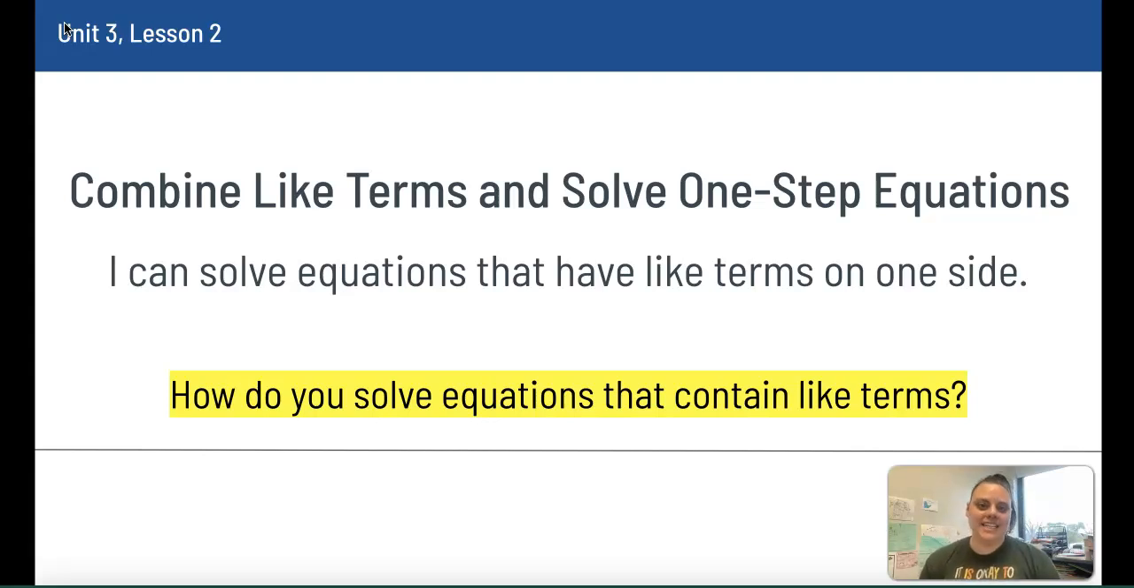Hey y'all, in this lesson we are going to be taking a look at how to combine like terms and solve one-step equations. We want to be able to solve equations that have like terms on one side. Our essential question is, how do you solve equations that contain like terms?